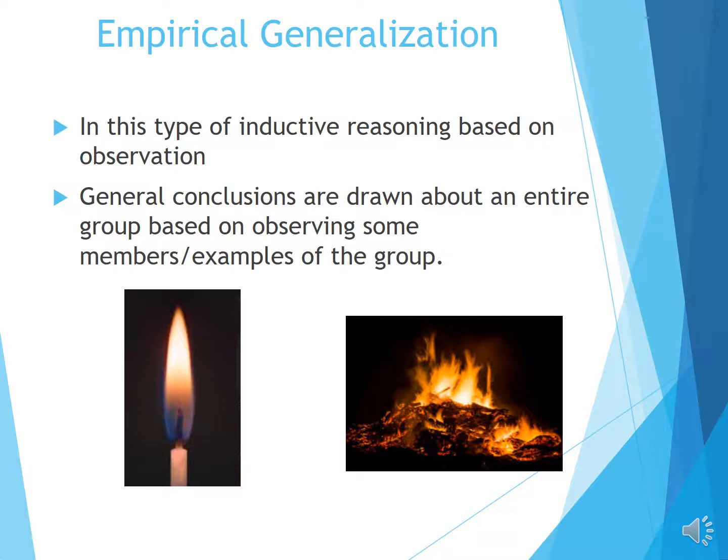An empirical generalization is a type of inductive reasoning based on observation. An empirical generalization is when general conclusions are drawn about an entire group based on observing some members or examples of the group. So for example, one may conclude that the bonfire is hot and will burn them because they have touched the small flame of the candle.